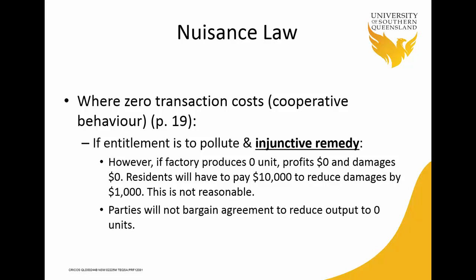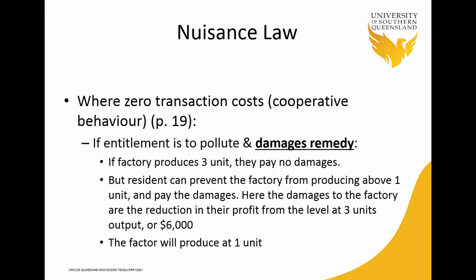Let's continue then. So again, this is the argument. If you produce at 0, that wouldn't be helpful. So there would be no bargain agreement between the parties, because when you produce at 0 units, your profit is 0 and the damages are 0. So you'll have to pay as a resident $10,000 to reduce damages by 1,000. For them, it doesn't make sense. It doesn't make economic sense. So they remain at the 1 unit output.